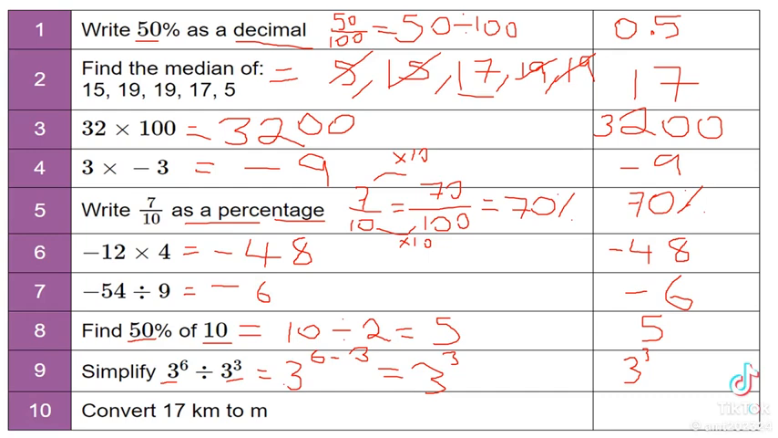Okay, question number 10, so last question for today's video. Convert 17 kilometers to meters. So kilometers to meters, I times it by 1,000. So 17 times 1,000 is going to equal 17 with 3 zeros. Putting the little m sign for meters. So the answer is 17,000 m, and that's my answer for question number 10.